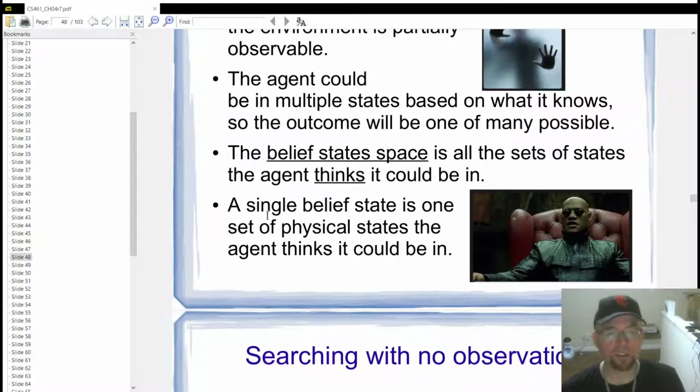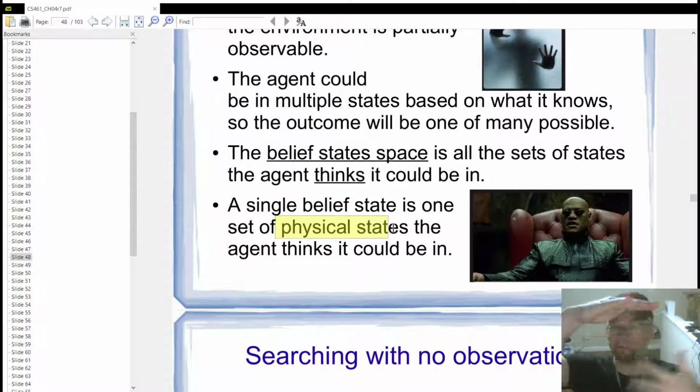A single belief state is one set of physical states the agent thinks it could be in. You can have multiple possible belief states, but one of those is an actual set of physical states that the agent could be in. So you've got the physical reality, and then you've got your perception of reality.